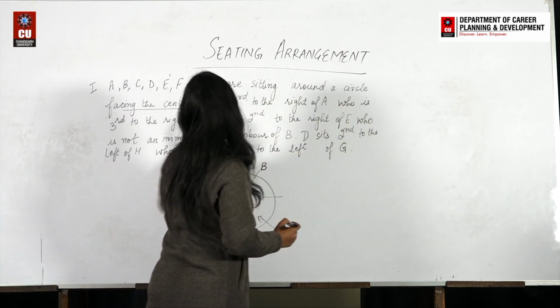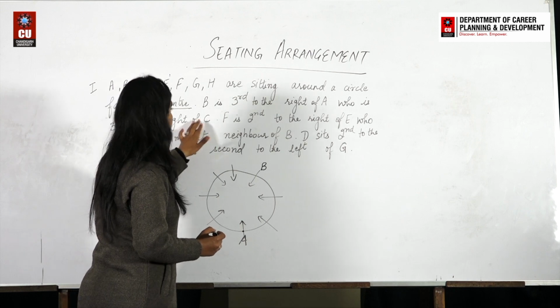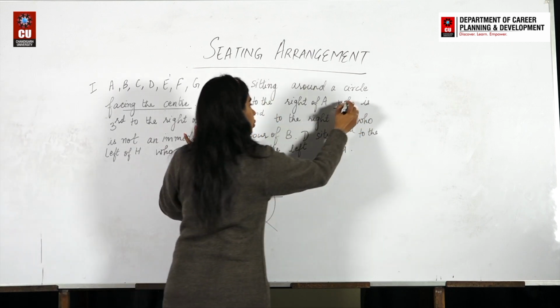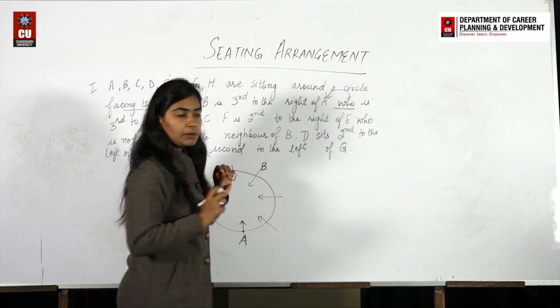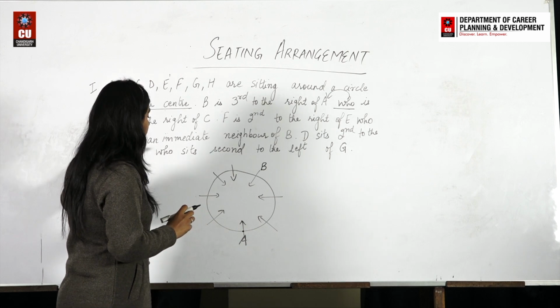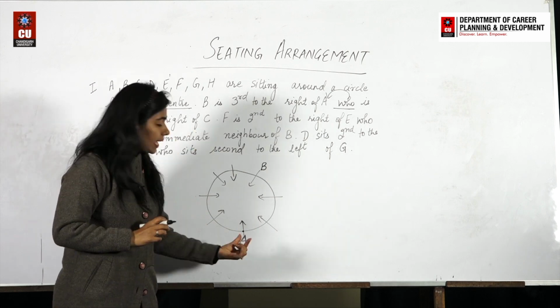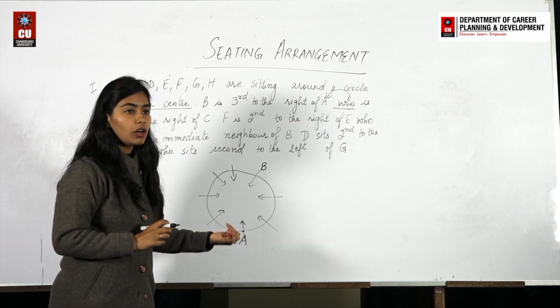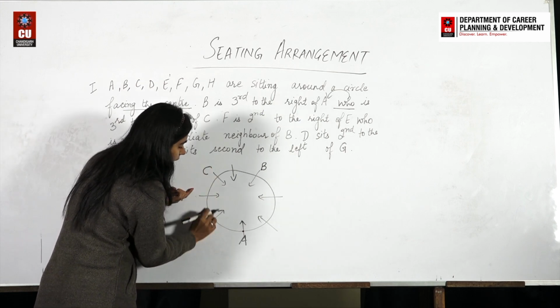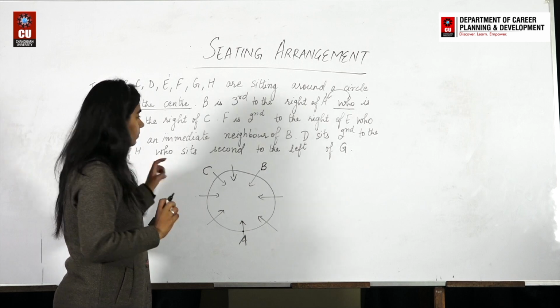Who is third to the right of C? Now "who" is a connector which is used only for the second person. Now the statement says A is third to the right of C. A is third to the right of C.